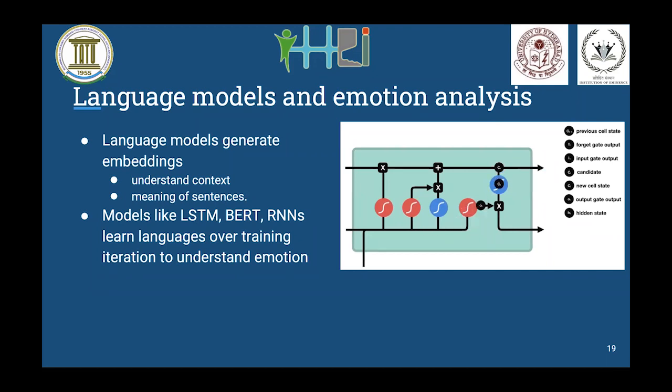It has a long-term memory, and it also has a short-term memory. The short-term memory understands the words and how they are arranged, the neighboring words. The long-term memory understands the entire meaning of it. So that is one language model. And at the end of it, it gives us some numerical value.